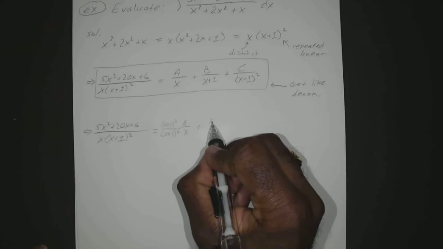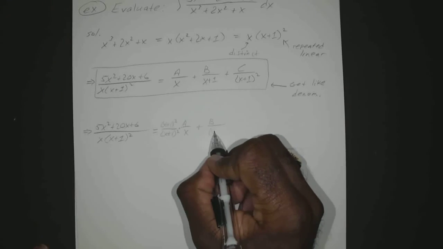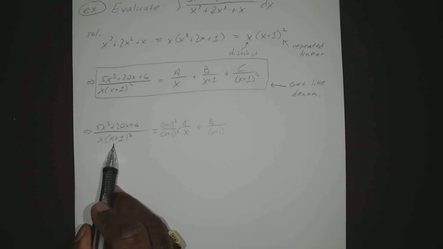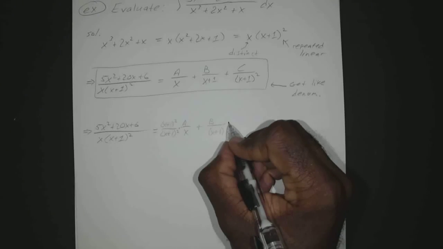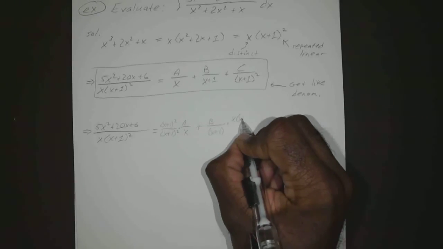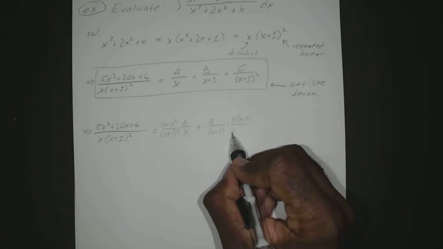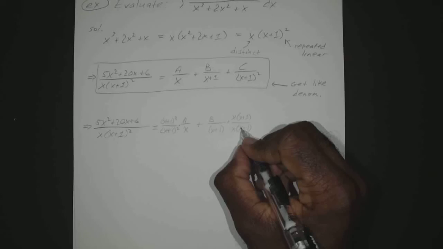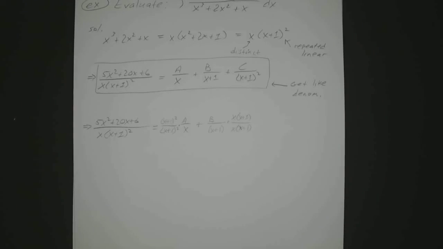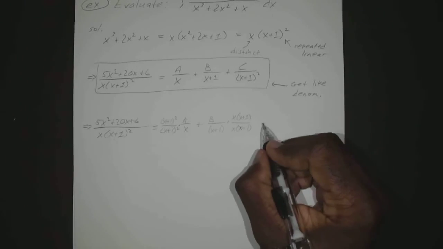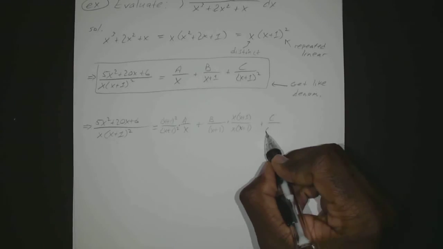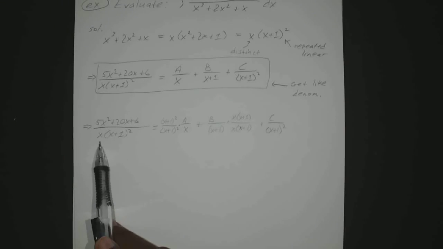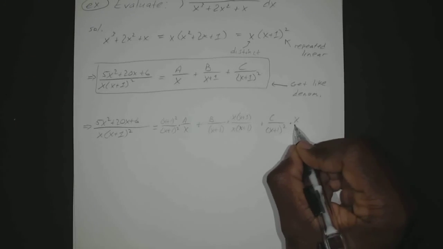Plus B over x plus 1. The only thing missing here is another x plus 1 and an x. So we multiply this one by x times x plus 1 over x times x plus 1. Now for C, you have plus C over x plus 1 squared. The only thing missing is the x. So you multiply this one by x over x.